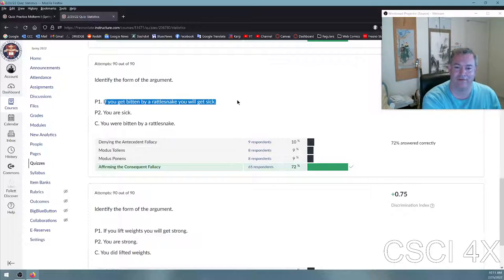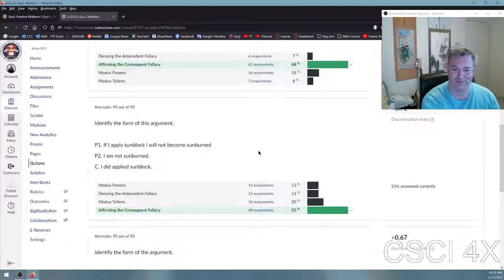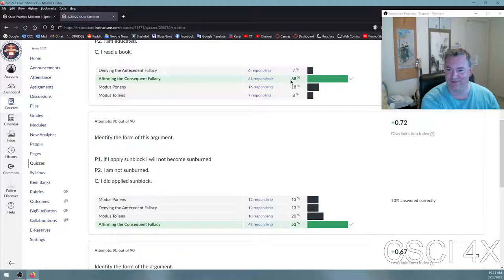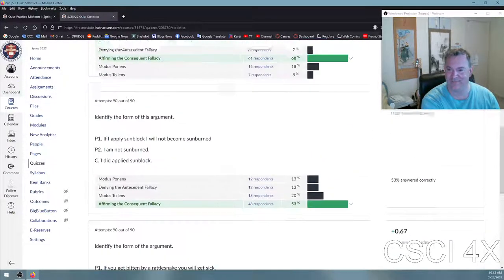If you get bitten by a rattlesnake, you will get sick. You are sick. You were bitten by a rattlesnake. You could have gotten COVID, right? Are there other ways of getting sick? Yes, right? So you could have gotten COVID, you could have gotten the flu, you could get cancer like my friend. So that would be affirming the consequent. Also, all four of these were affirming the consequent fallacies. And it's interesting to me the difference in responses on them.